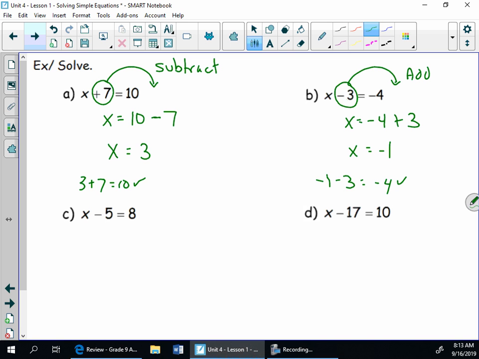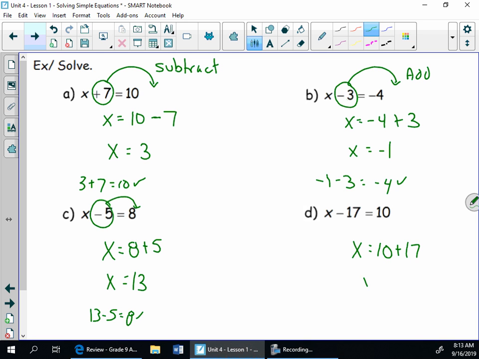Okay, pause it, try it. And we'll get x by itself. So we'll bring the minus 5 over here and add it. Okay, x equals 8 plus 5, and then 8 plus 5 makes 13. Sure enough, I can check it. 13 minus 5, that makes 8. Yep, that's the right answer. And the last one, bring the minus 17 to the other side, add it, and I get x is 27.